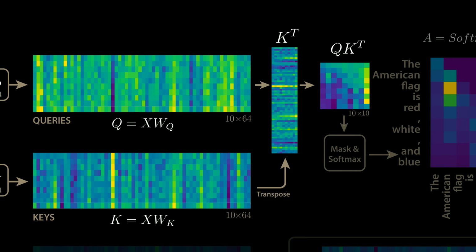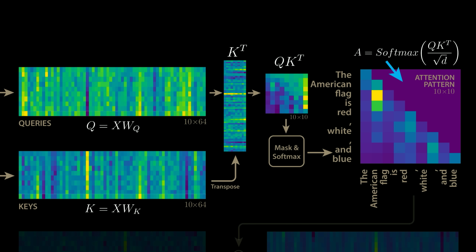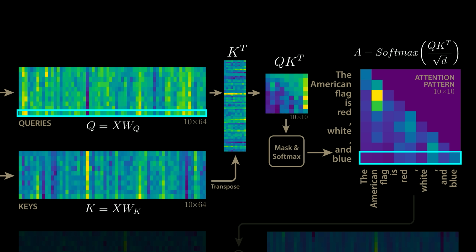And further, since we mask out the upper right corner of our attention pattern, we actually only need to compute the new bottom row. The bottom row of our attention pattern results from multiplying the final row of our query matrix by each column of our transposed key matrix. So to compute this final attention pattern row, we need to know all of our keys, but only the final new row of our query matrix.